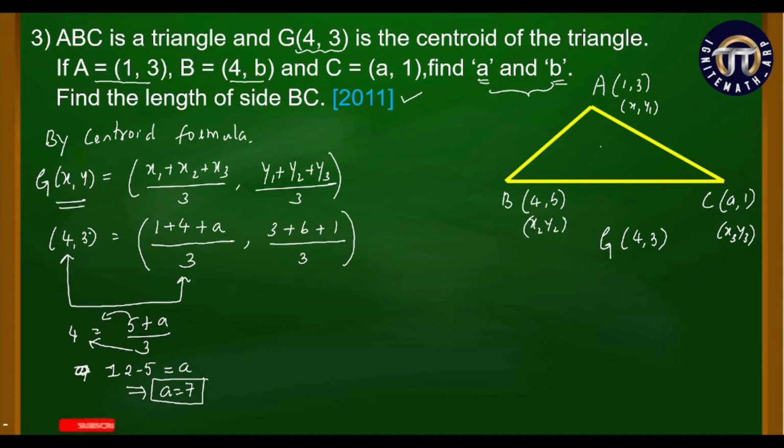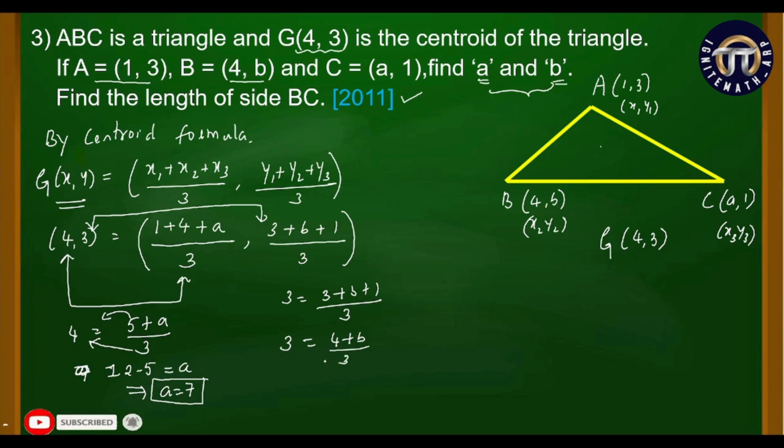So later again equate the y coordinates. Equate the y coordinates, that is 3 is equal to 3 plus b plus 1 by 3. So here 3 is equal to 4 plus b by 3. When I take this 3 other side, it becomes 9. 9 is equal to 4 plus b, implies b is equal to 5. So I have found out the value of a as well as b.